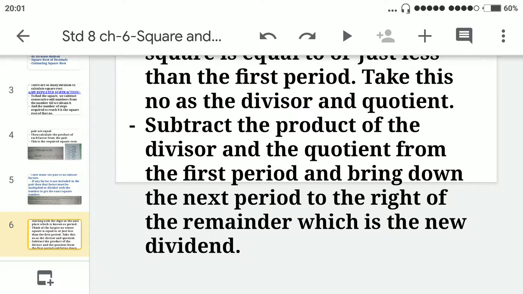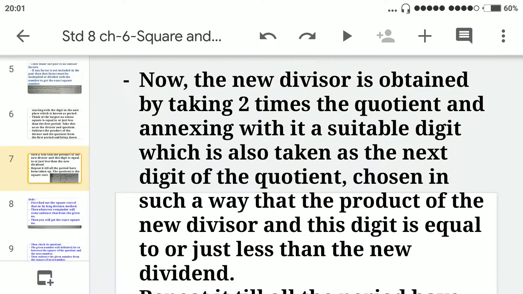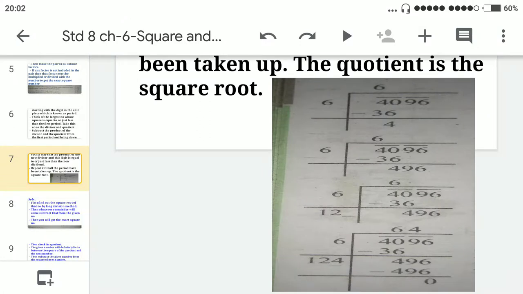Then the new divisor is obtained by taking 2 times the quotient and annexing to it a suitable digit, which is also taken as the next digit of the quotient, chosen in such a way that the product of the new divisor and the digit is equal to or just less than the new dividend. What does that mean, children? See, we have taken the first quotient, right? Then for the second step, what to do? Whatever the quotient value is, just double it.